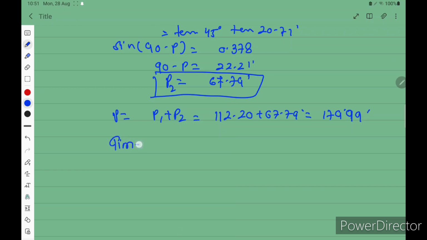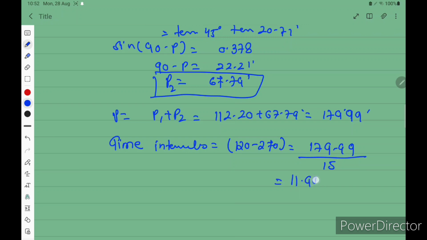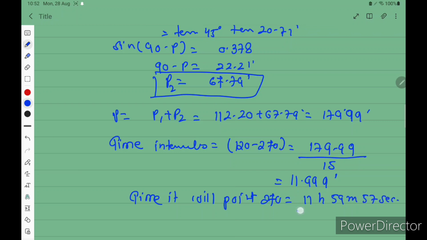Now we have to find the time interval asked in the question. So the time interval from 120 to 270: we get the total P value 179.99, rate of travel 15, so 11.999. So if you convert it into time, the time it will point at 270 is 11 hours 59 minutes and 57 seconds.